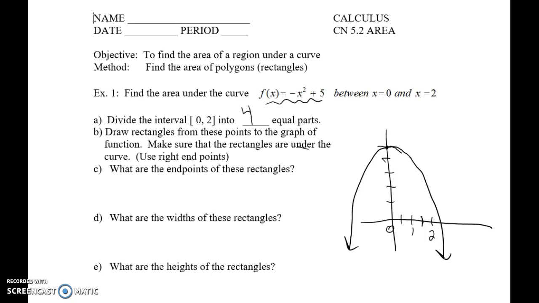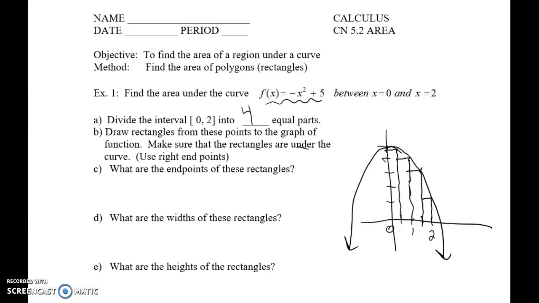Okay? So I'm going to start at this first marking, 0.5. I'm going to go up until I touch the curve and then go back, and I made a rectangle. Then go to 1. Go up, touch the curve, and then go back and make a rectangle. 1.5, go up, touch the curve, and go back. And then 2, go up and touch the curve and go back. So I've made 4 rectangles underneath the curve.